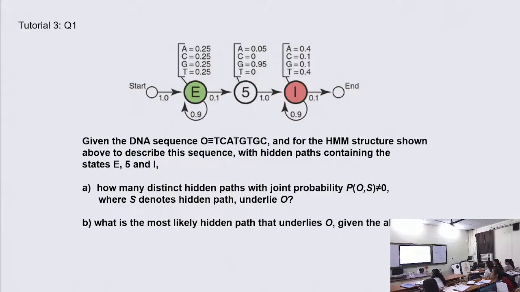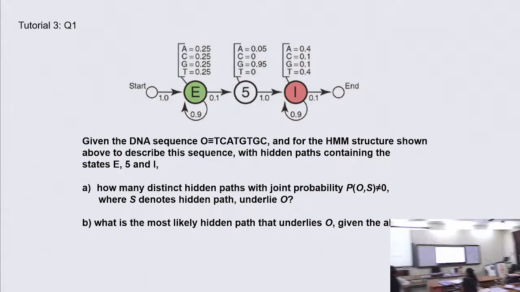So how many will have non-zero probabilities? Okay, 1. A also has 5%, so 1, 2, 3. So there are 3 hidden paths with non-zero probability, and you know how to compute the joint probability of observation sequence and hidden sequence. We discussed that. A is 5% and G is 95%, so A, G, G: 3. So 3 hidden paths with non-zero probability.